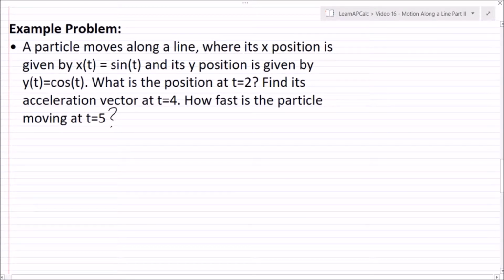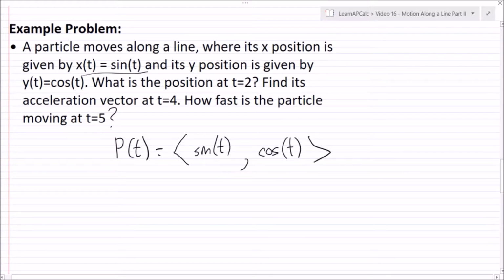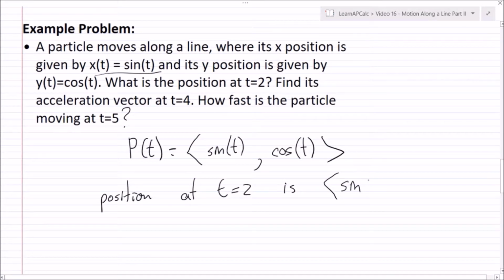Okay, so here we want to figure out what our position function is. Well, our position function is the x position, comma, the y position, and these are given to us above. So I can write this out like so. Alright, so what is its position at t equals 2? Well, we can just plug in t equals 2, and we get the position at t equals 2 is, and again I'm using my brackets, sine of 2 comma cosine 2.